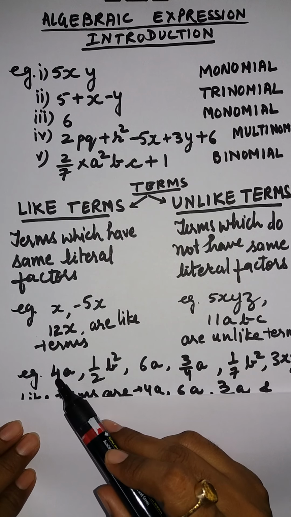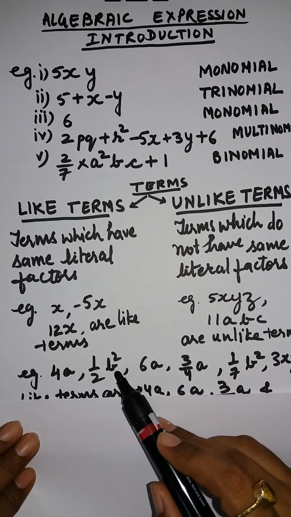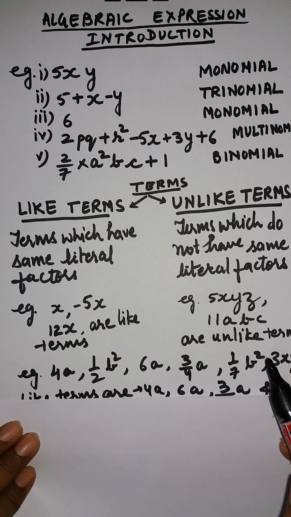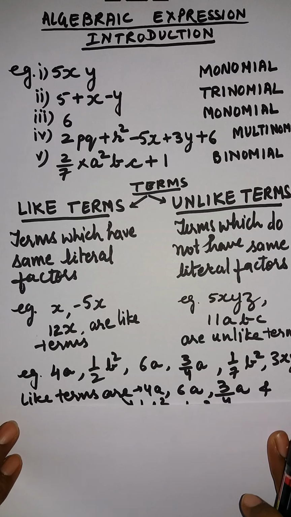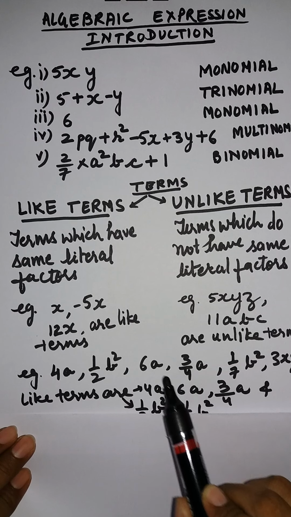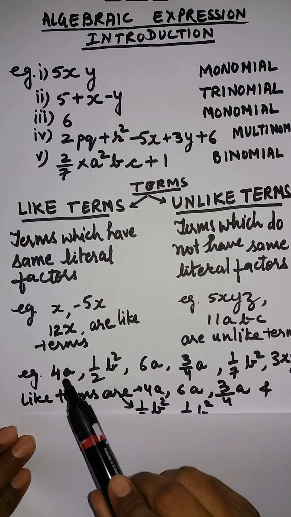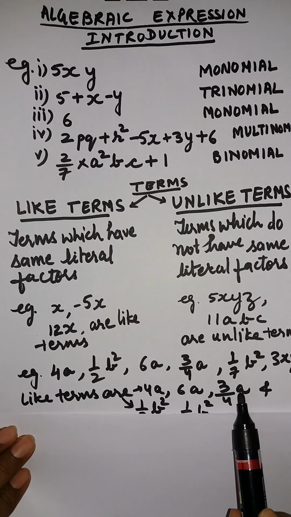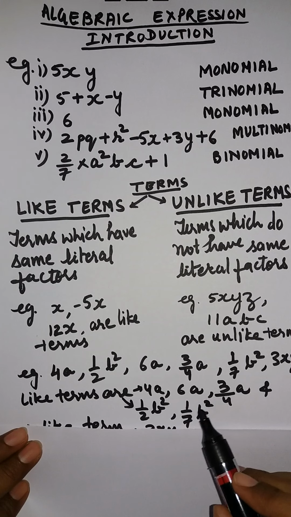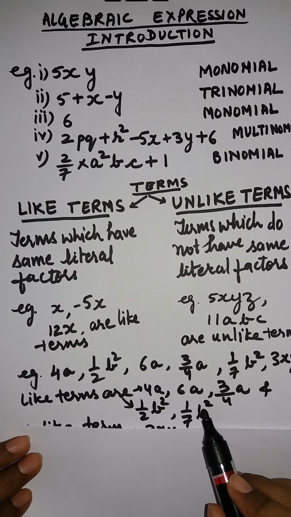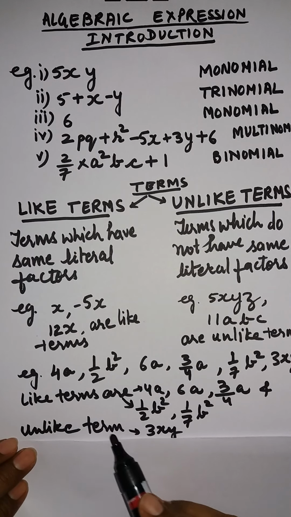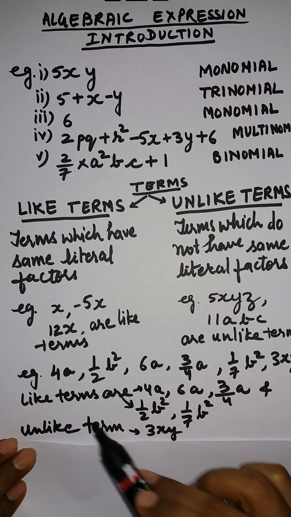Few more examples. 4a, 1 by 2b square, 6a, 3 by 4a, 1 by 7b square, 3xy. Which are the like terms? Let us separate. 4a, 6a, a is here, and 3 by 4a. So these all the three terms, they are like terms because they have same literal factors. And half b square and 1 by 7 b square, they are also the like terms because they have b square as same literal factor. Whereas unlike term is 3xy. It is not matching with any other.